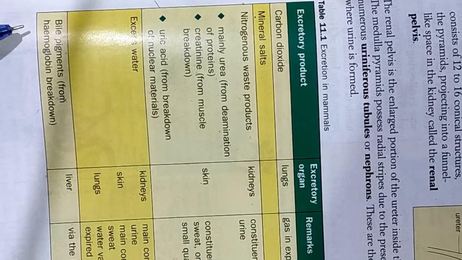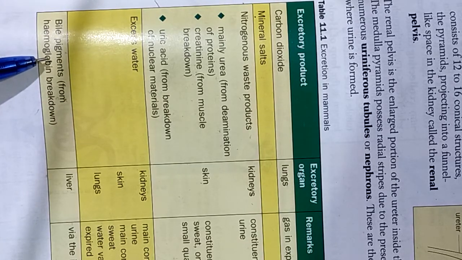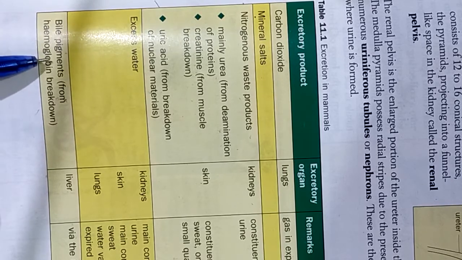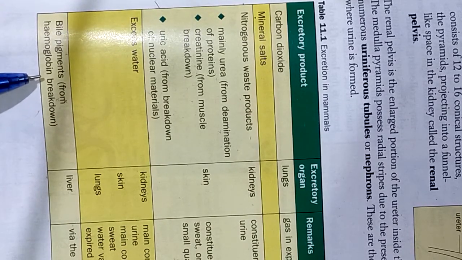In the same way, some of the waste products removed from the body are bile pigments. Bile, as you already know, is formed by the liver, and its function is emulsification. Emulsification is the conversion of large fat globules into smaller ones, so the lipase enzyme can work for the digestion of fats. After completion of its function, it is removed along with the digestive waste. Along with these bile pigments, hemoglobin breakdown also takes place.